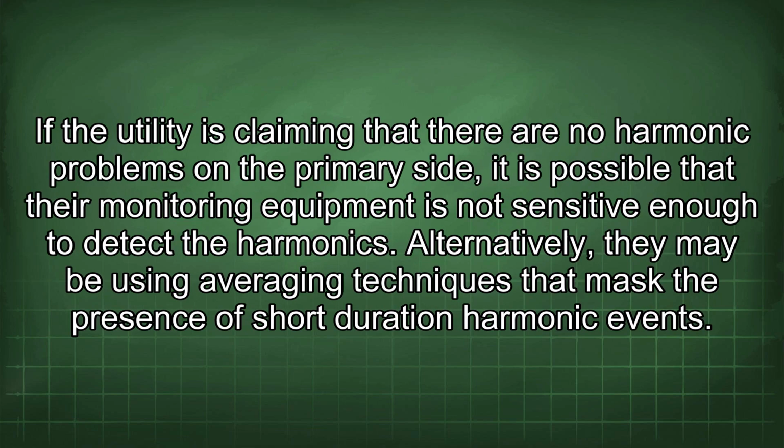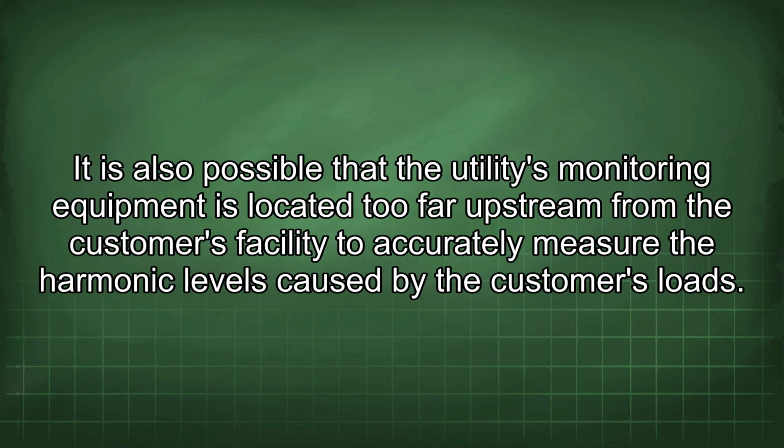If the utility is claiming that there are no harmonic problems on the primary side, it is possible that their monitoring equipment is not sensitive enough to detect the harmonics. Alternatively, they may be using averaging techniques that mask the presence of short-duration harmonic events. It is also possible that the utility's monitoring equipment is located too far upstream from the customer's facility to accurately measure the harmonic levels caused by the customer's loads.